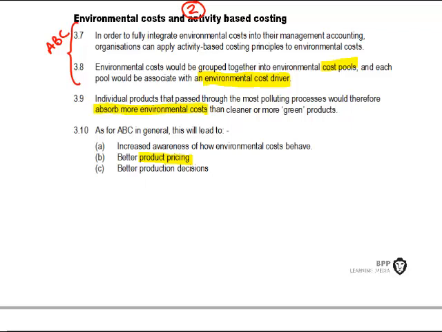There's also an increased awareness of how environmental costs behave, and this is going to help us in our budgeting and our forecasting. And then we can do much better in terms of production decisions as well. So we can actually work out the full cost of a product, and we can therefore work out the profit from each product. So when we're trying to think about maybe ranking different products, if we've got, for example, limited resources, we can do it with the full knowledge of what each particular product costs us.